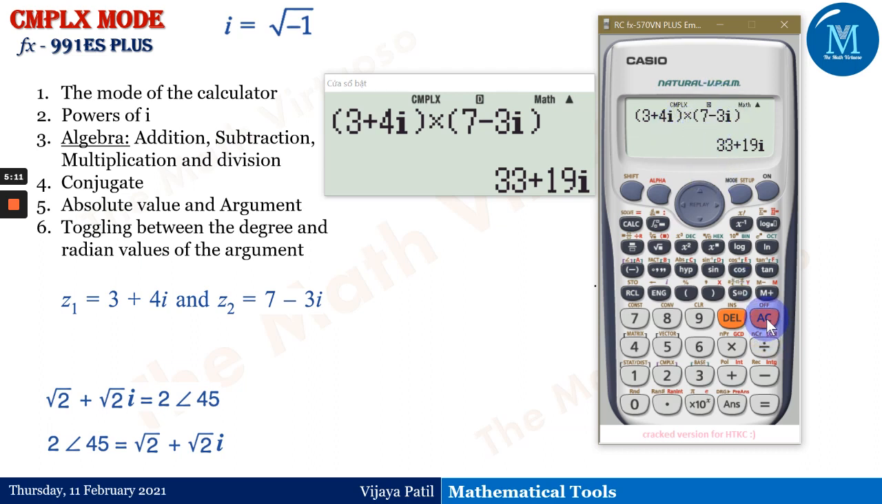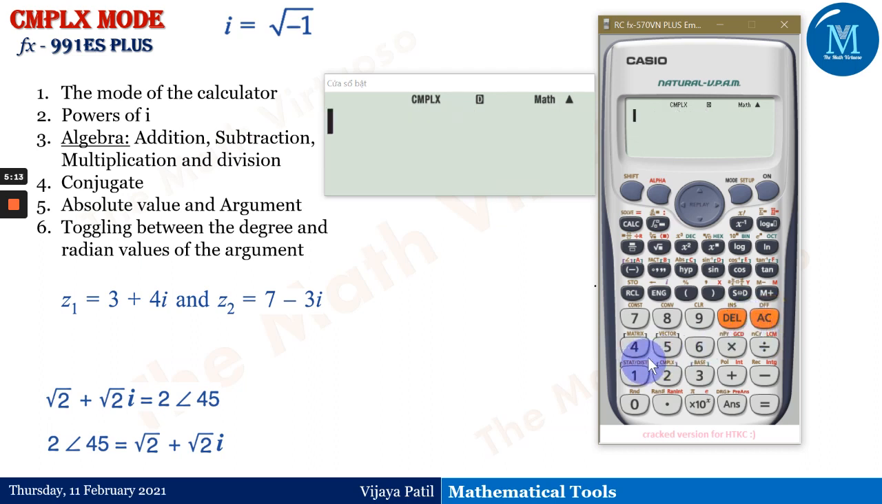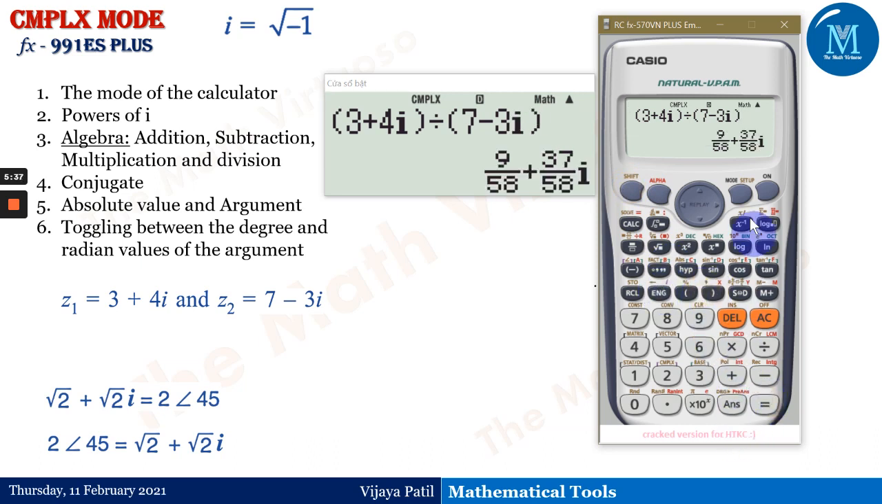Let me just do that again because I wanted to repeat the same thing. Opening bracket 3 plus 4 shift ENG, done. 3 plus 4i. I want the division, divided by opening bracket 7 minus 3 shift ENG, bracket closed, right, equals to. So I'm going to get 9 upon 58 plus 37 upon 58 times i. So this is the way you can get it.